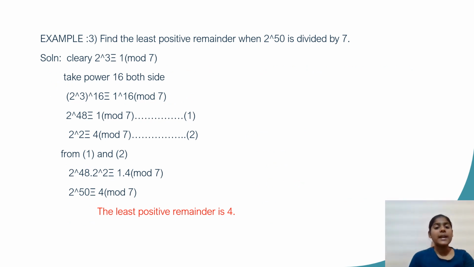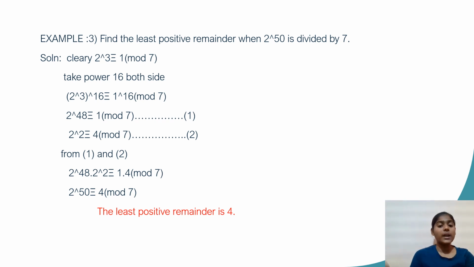Example 3. Find the least positive remainder when 2 power 50 is divided by 7. Clearly, 2 cube is congruent to 1 in mod 7. Take power 16 on both sides. 2 cube whole power 16 is congruent to 1 power 16 in mod 7, where 16 threes are 48, which is 2 power 48 congruent to 1 in mod 7, which is considered as equation 1. 2 power 2 is congruent to 4 in mod 7, which is considered as equation 2.